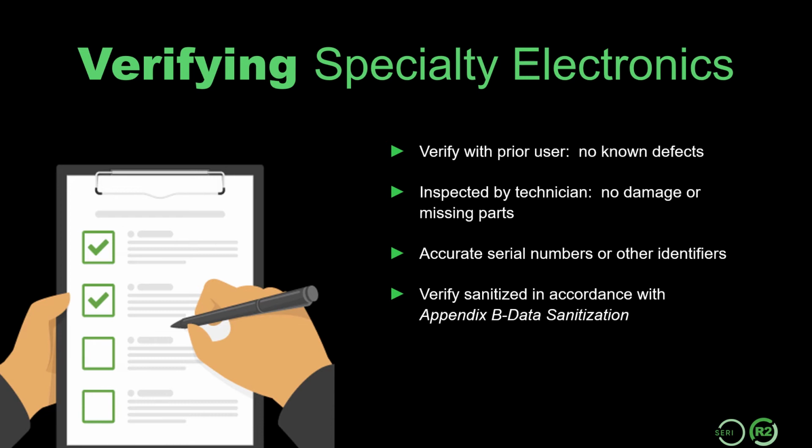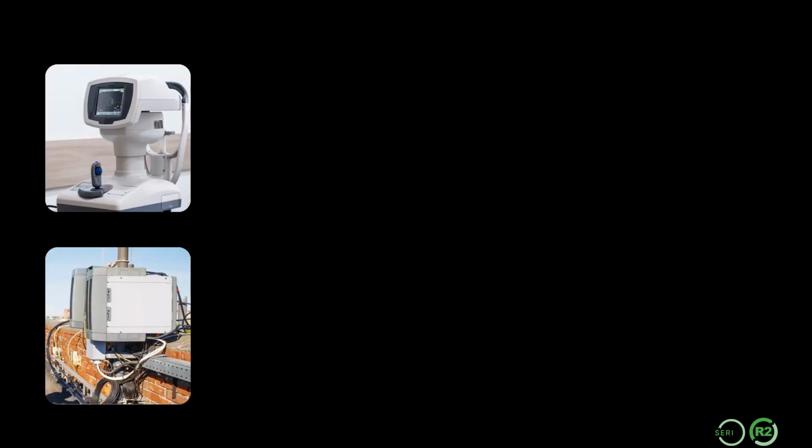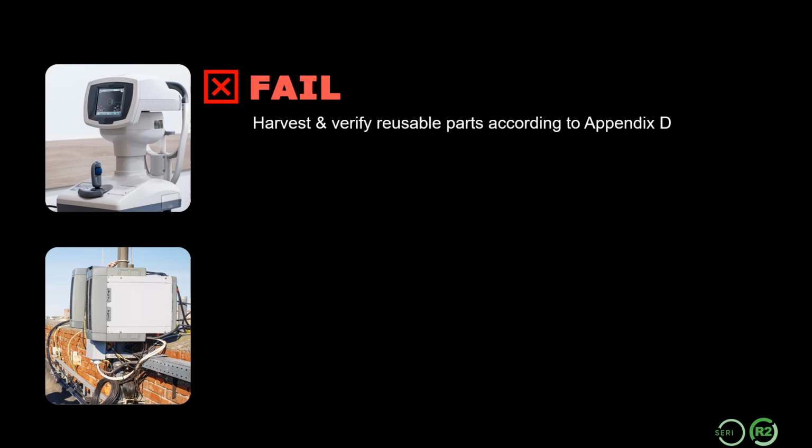There are two outcomes from this verification process: a failure or a pass. If the equipment fails verification, the facility can harvest the reusable parts and verify them in accordance with this Appendix D. Alternatively, for parts and components that are not harvested, the facility must evaluate and sort the items in accordance with Core Requirement 6 to determine the next appropriate R2 process, such as materials recovery.